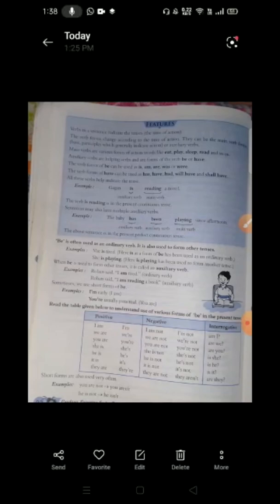See, in this we have learned about the main verb and the auxiliary verb, meaning in which sentences we are using the main verb and in which sentences we are using the auxiliary verb. And this is telling us about the tenses. According to the tenses we are using the sentence.